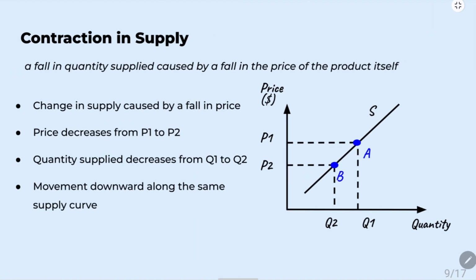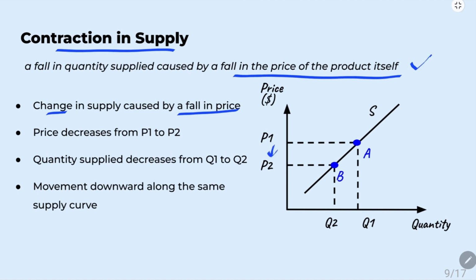A contraction in supply happens when the price of a product falls, causing producers to supply less. Again, this movement happens along the same supply curve because only the price of the product itself is changing. On the diagram, price decreases from P1 to P2.